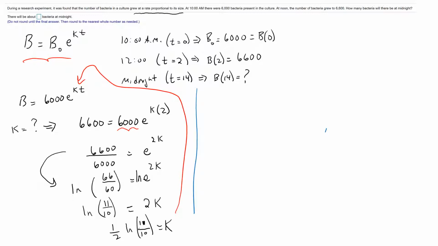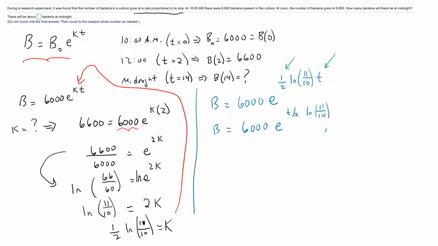Doing so gives me B equals 6,000 e to the k, which is 1/2 natural log 11/10, times the t. The next thing I'll do is multiply the t and the 1/2 together. What I'm doing now is starting to simplify this formula. Eventually I'm going to rewrite some things so I can get rid of the e and natural log. Multiplying the 1/2 and t gives me t over 2.